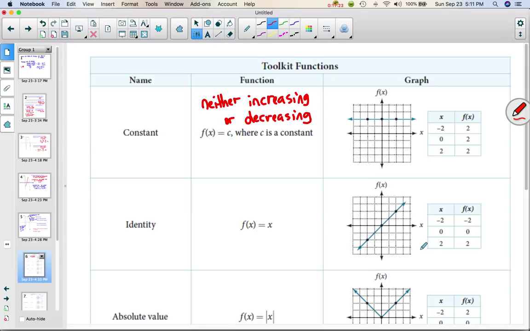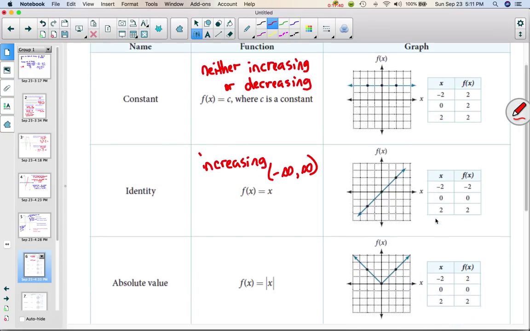If we look at our identity function, we can see that it is increasing. And if I gave the interval where it was increasing, it would be from -infinity to infinity because this particular, or the identity line, is increasing.